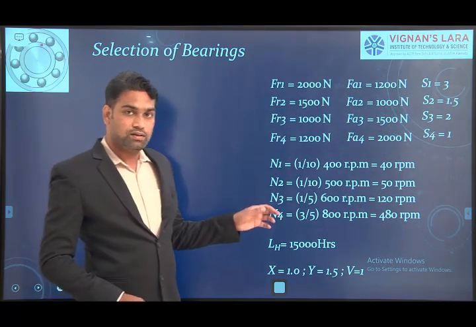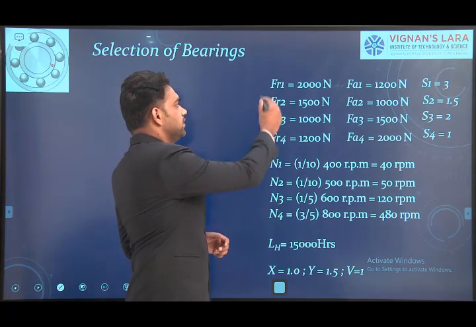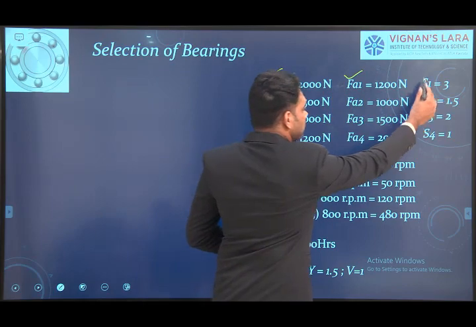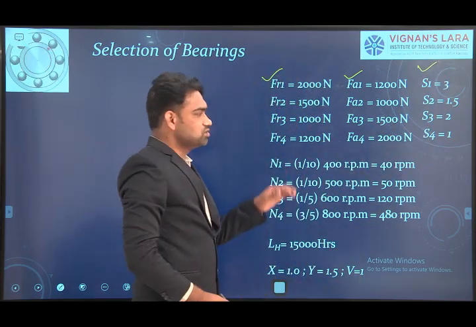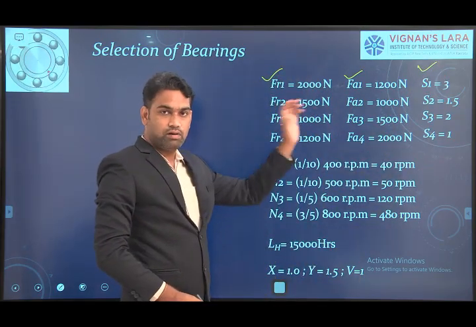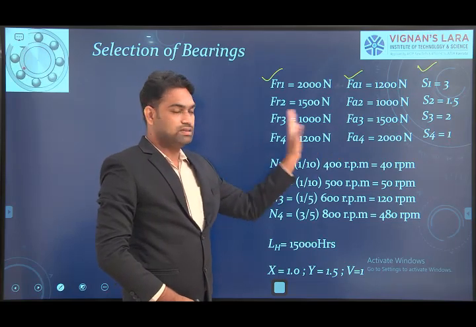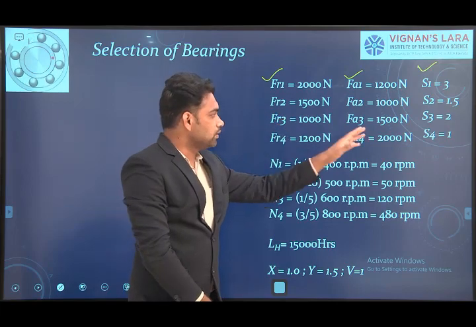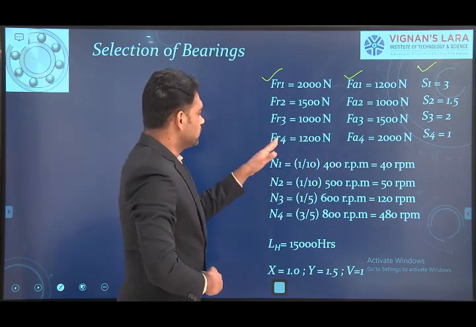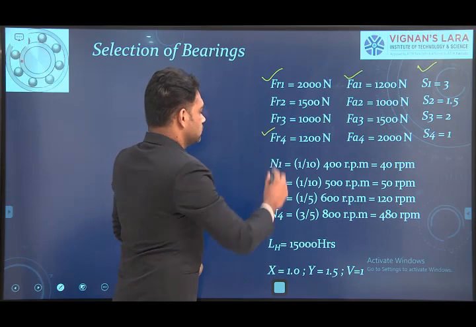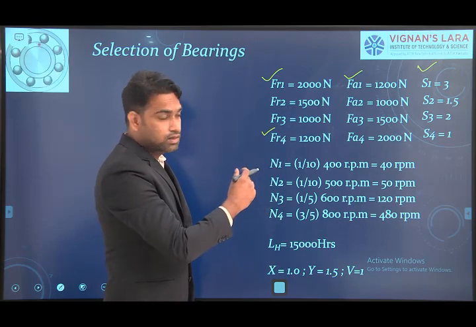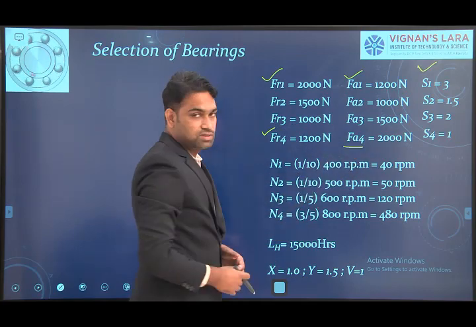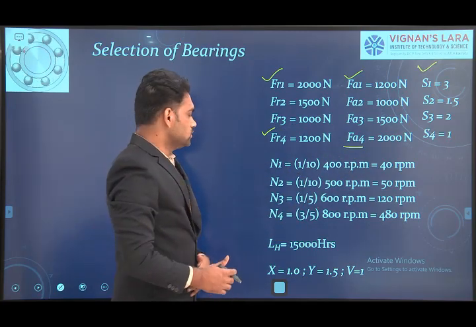Coming to the data, it is as given. FR1 as well as FA1 is given, as well as S1. Similarly FR2 and FA2 and S2, and FR3 and FA3, that is the radial load and the axial load in the third cycle, and the service factor is given. Here FR4 is given, that is the fourth cycle radial load, the fourth cycle axial load FA4, and S4, the service factor for the fourth period of cycle.